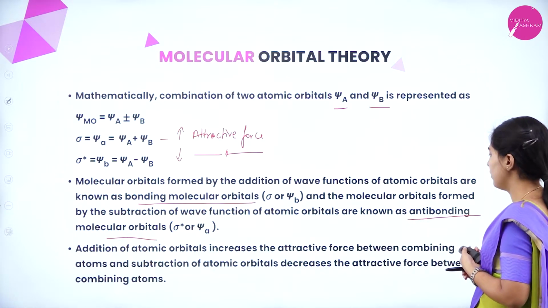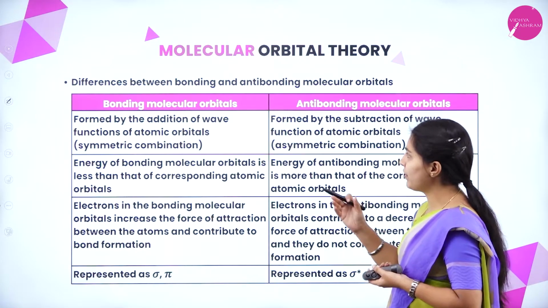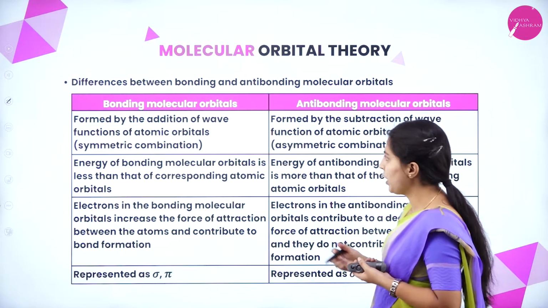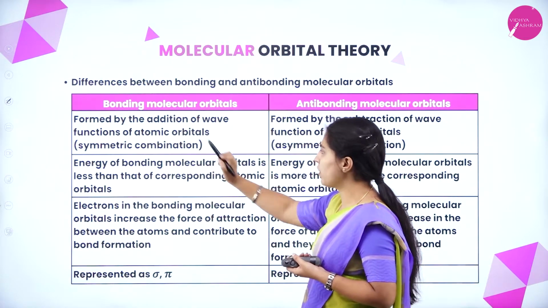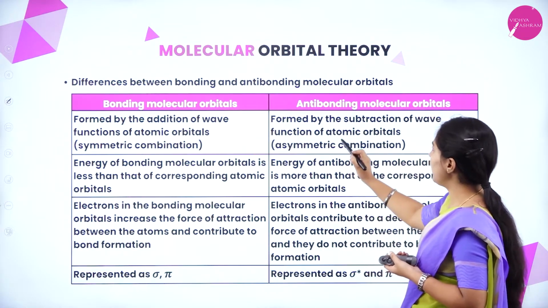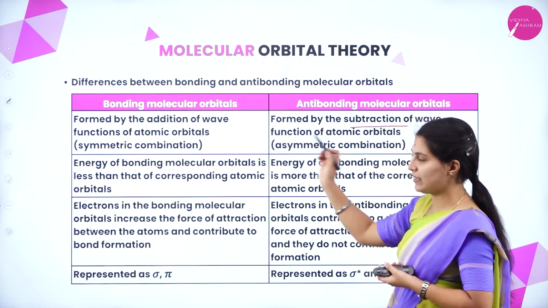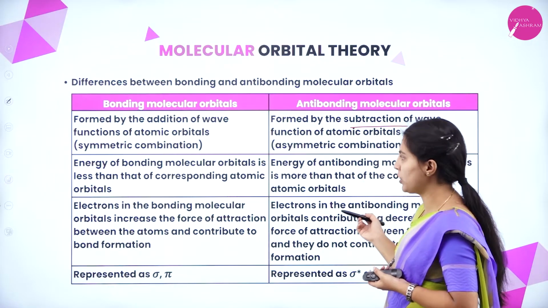Okay. Next one. What is the difference between bonding molecular orbitals and anti-bonding molecular orbitals? Bonding orbitals are formed by the addition of wave functions of atomic orbitals, that is a symmetric combination. Anti-bonding orbitals are formed by the subtraction of wave functions of atomic orbitals, that is an asymmetric combination.